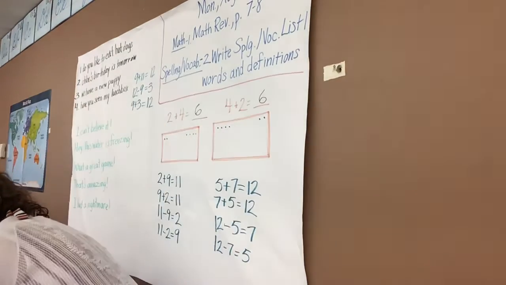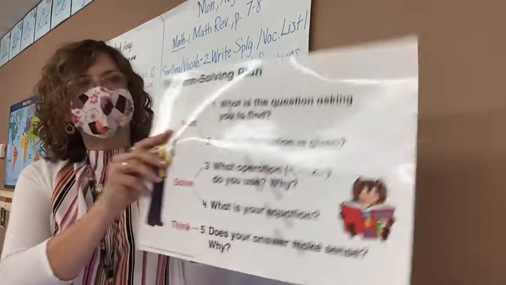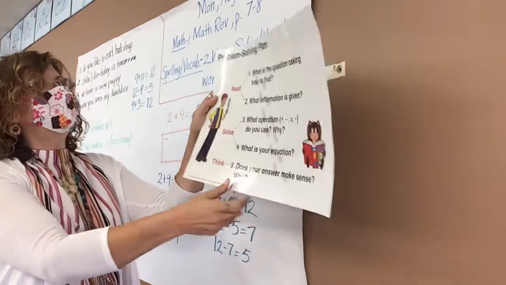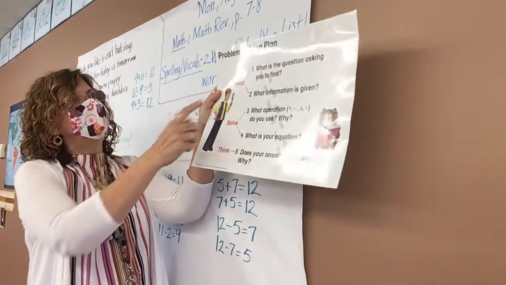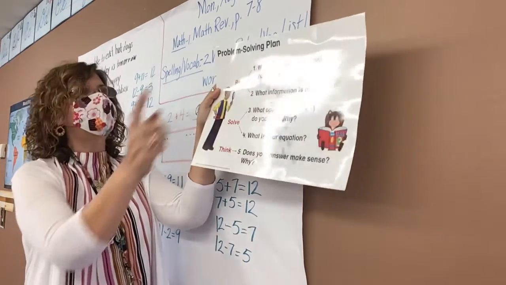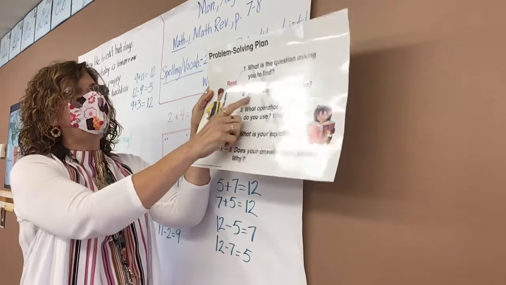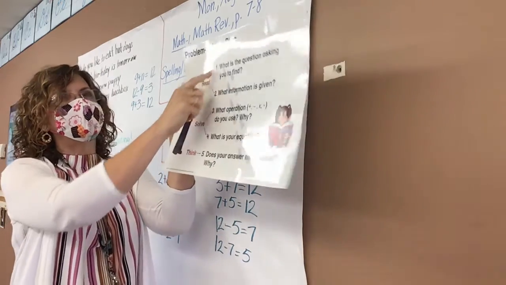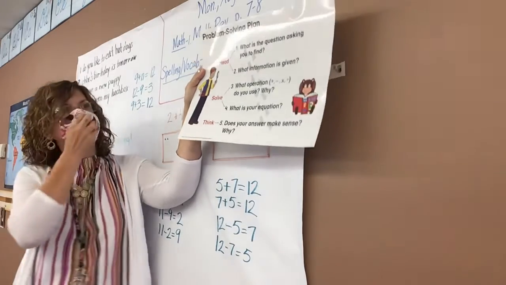All right, put your pencils down. I want you to look up here. All right, we're going to start word problems. So when you have a word problem, you have a problem-solving plan. Number 1, you need to read it, and you say, what is the question asking you to find, and what information is given? Those are the two things you need to find out as you read the word problem.